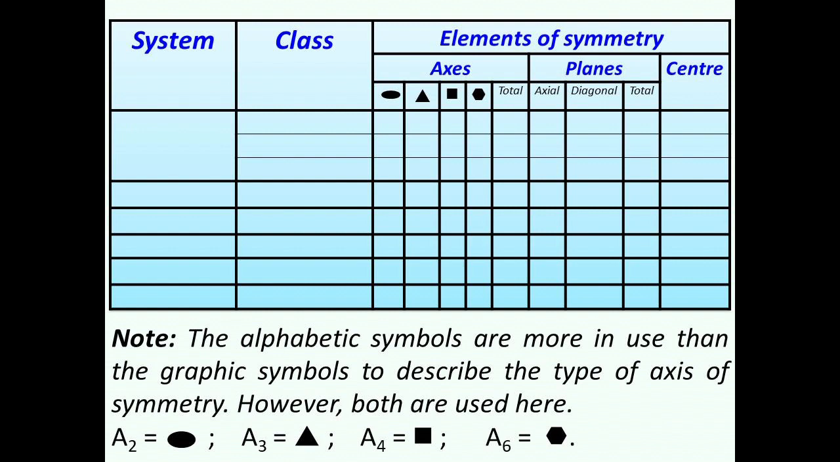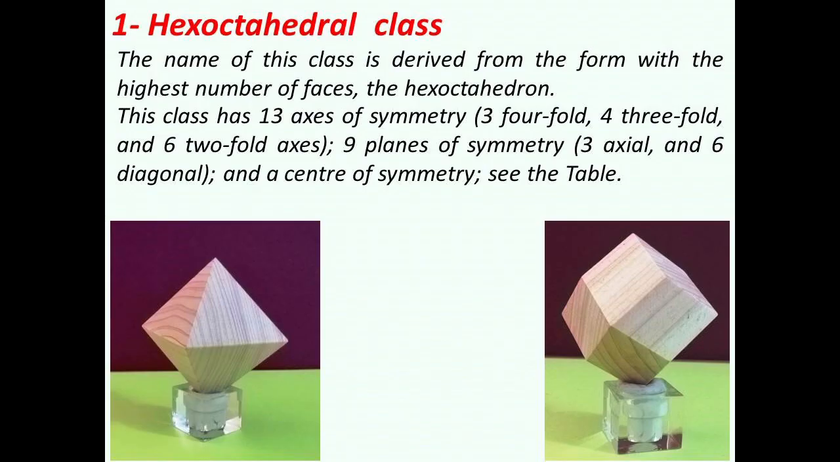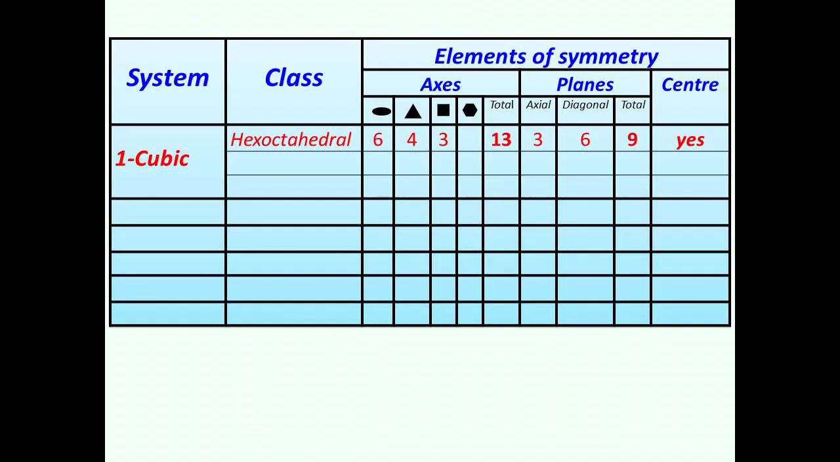However, both are used here. 1. Hexahedral class. The name of this class is derived from the form with the highest number of faces, the hexoctahedron. This class has 13 axes of symmetry, 3 4-fold, 4 3-fold, and 6 2-fold axes, 9 planes of symmetry, 3 axial and 6 diagonal, and a center of symmetry.